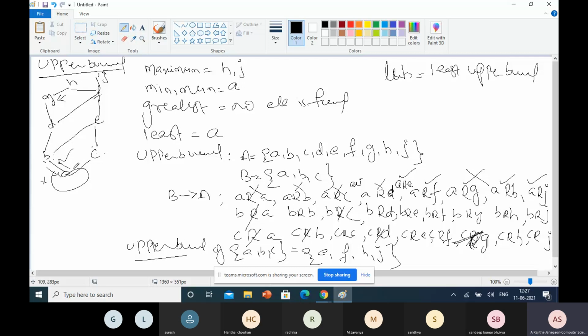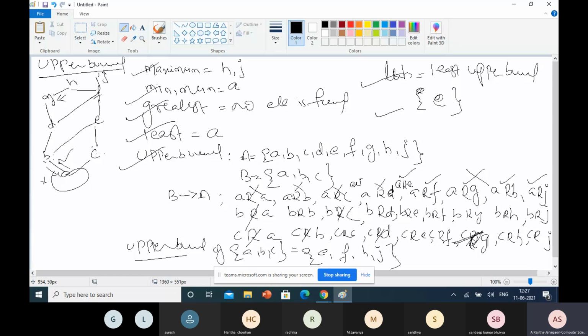Here for A, for B, E is closest. For C also E is closest. For A also, compared to F, E is closest. So the least upper bound from these 4 elements for this ABC is only E. So this is the least upper bound. Okay, this is about maximum, minimum, greatest, least, and upper bound, and then the LUB, the least upper bound.